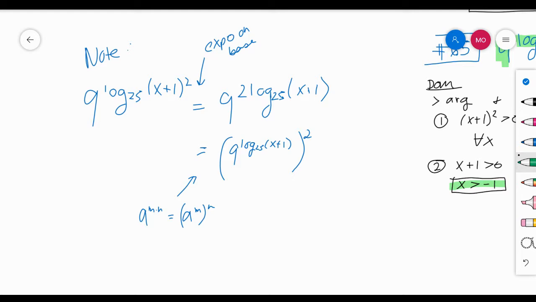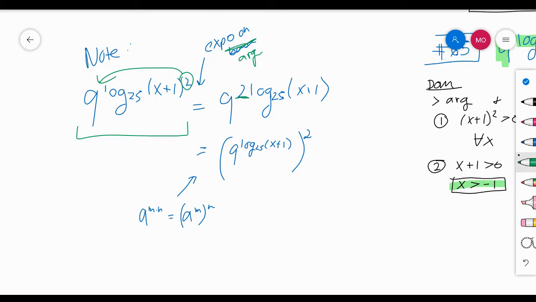Here, if you look, this is what we have on the left side: 9 to the power of log base 25 of x plus 1 squared. The first thing you can look for is the fact that this exponent here, our power of 2, you can bring it to the front of the log right here, as I did there, using the exponent on argument property.